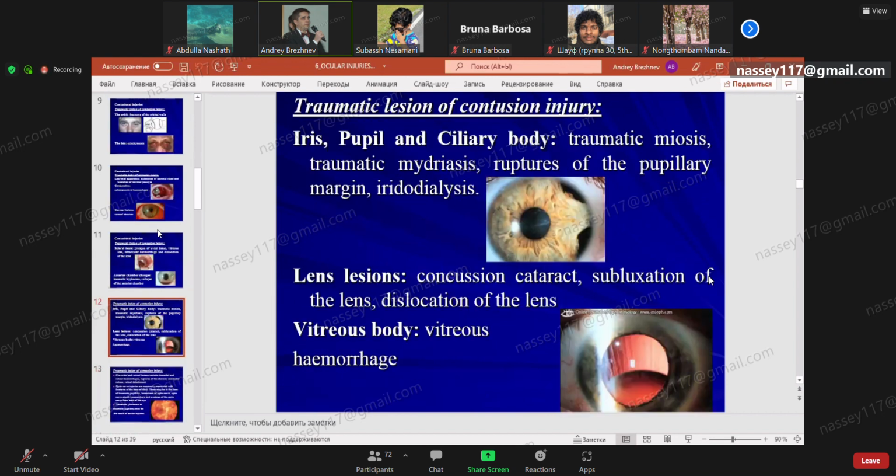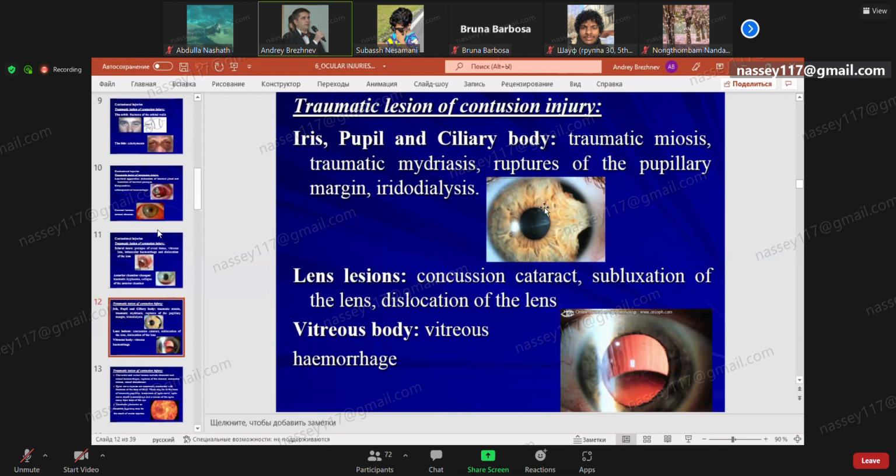Uveal tract. The anterior part of the uveal tract consists of the iris. We can see iris rupture of the pupillary margin, the so-called iridodialysis. And here you see a patient with two such iridodialyses due to trauma. You see the pupil in the center, and here you see two detached parts of the iris, two ruptures.